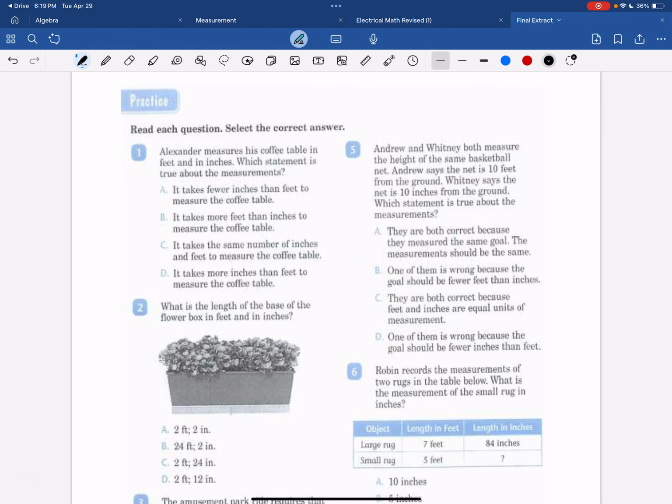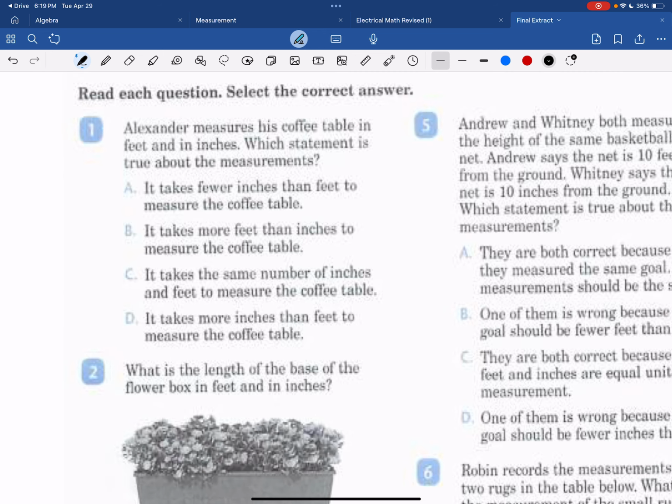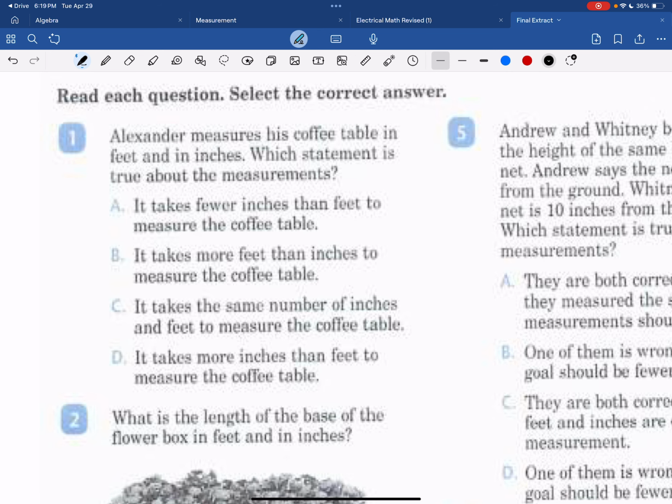On page 49, we're looking at some measurement problems. And here's number 1. Alexander measures his coffee table in feet and in inches. Which statement is true about the measurements?